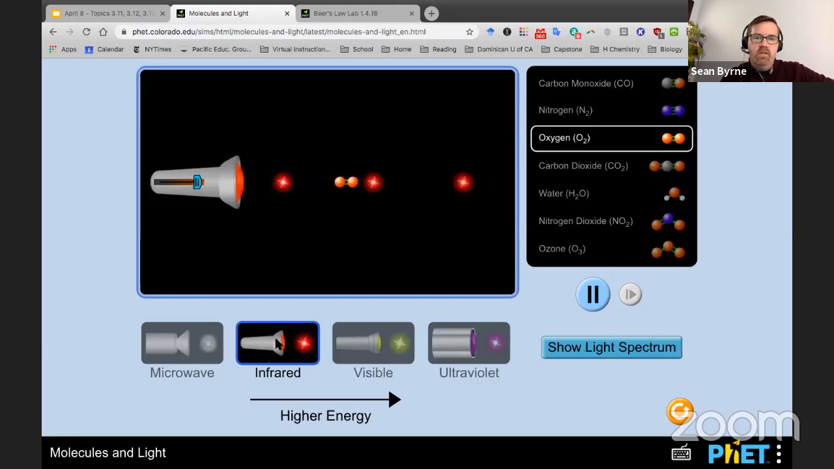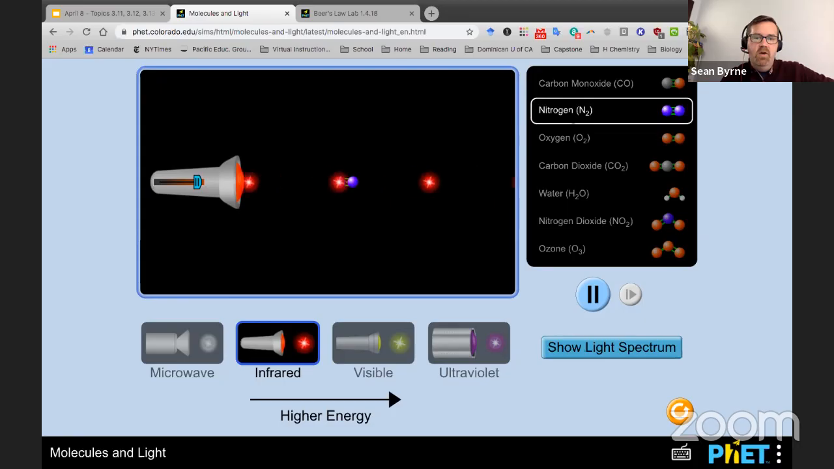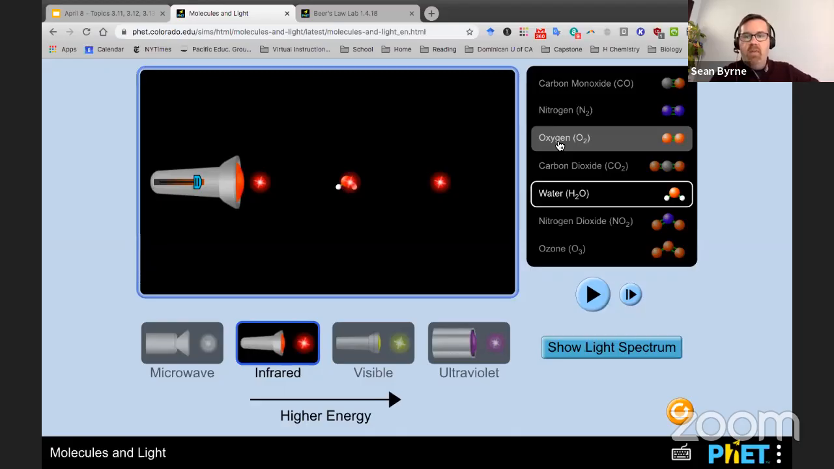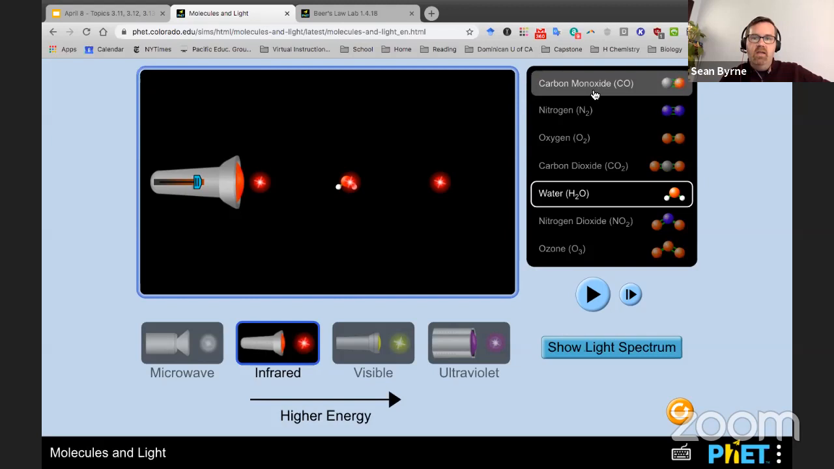Let's just for fun look at infrared as well. We see a similar thing happening, no changes for nitrogen and oxygen, but carbon monoxide is vibrating and water is vibrating as well. The answer here is that nitrogen and oxygen are nonpolar molecules, and so they're not affected by these waves in the same way as water and carbon monoxide, because water and carbon monoxide are both polar molecules.